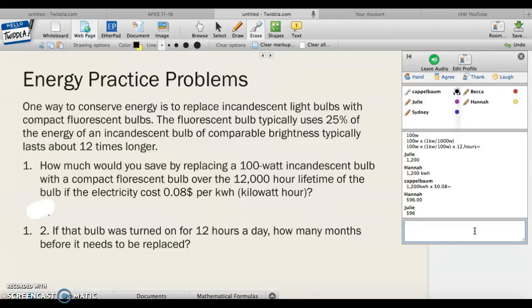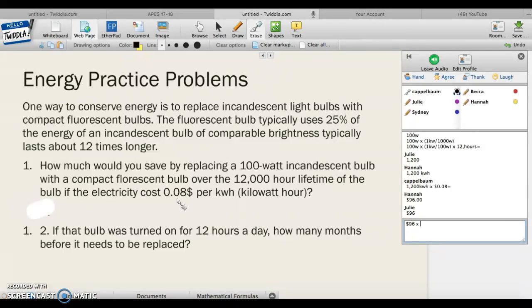Okay, so the total is going to be $96, but the question is asking, and we have to be careful, because the question is asking how much would you save, right? So in order to figure out our savings, we would need to take our $96 and multiply that. The fluorescent light bulb is only going to use 25% of the energy that the incandescent light bulb would use.